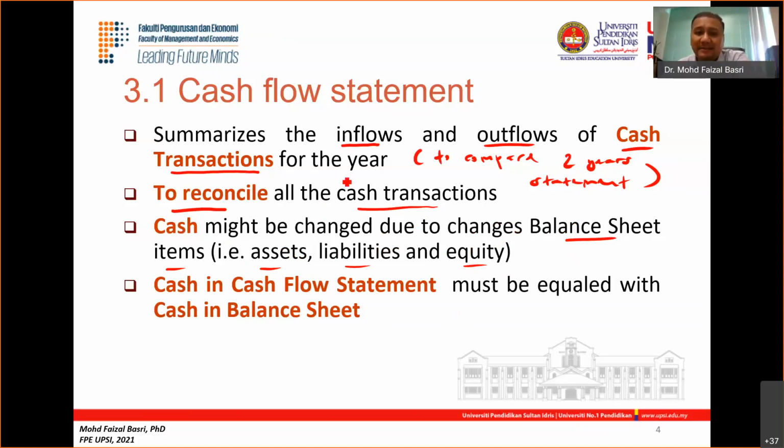At the end of our statements, the cash value in the cash flow statement must be equal to the cash in the balance sheet. So it must tally. The value must tally between the end of our cash flow statements and the cash in the balance sheet. If you remember, on the balance sheet under current assets, our very first item would be cash. That value must be the same as our cash when we do our cash flow statements. If not tally, meaning something is wrong with our records, so we need to check back.